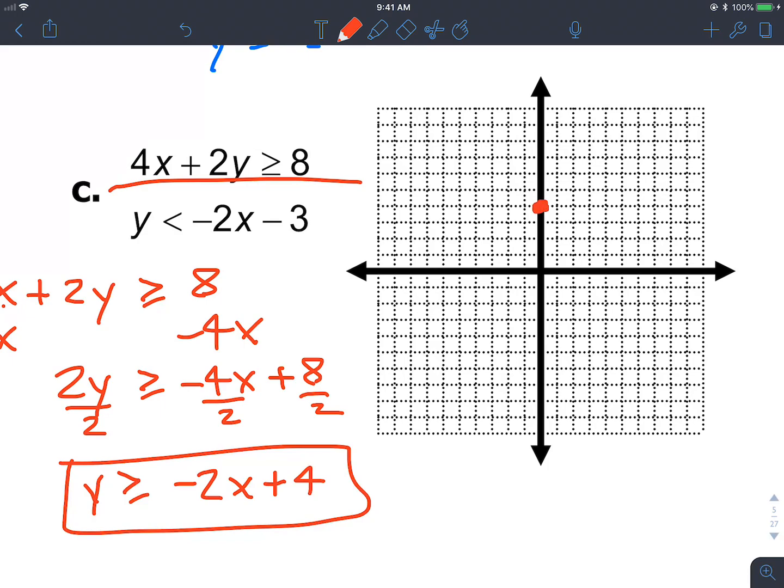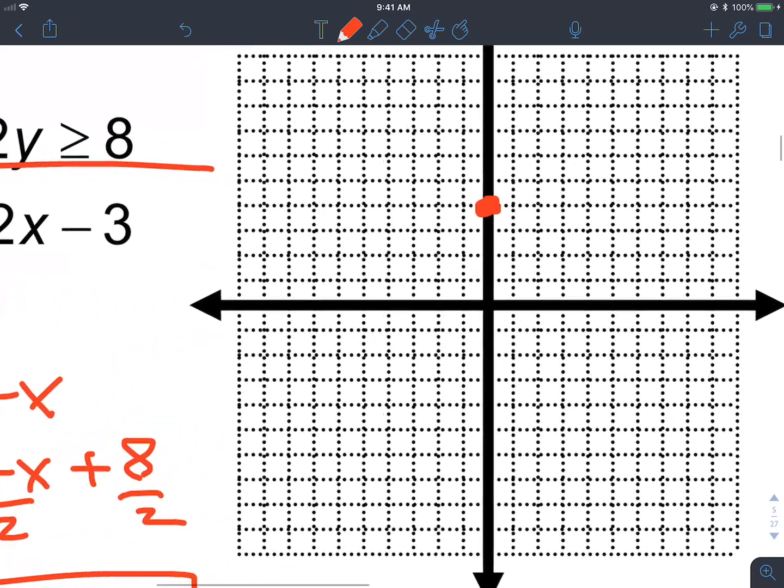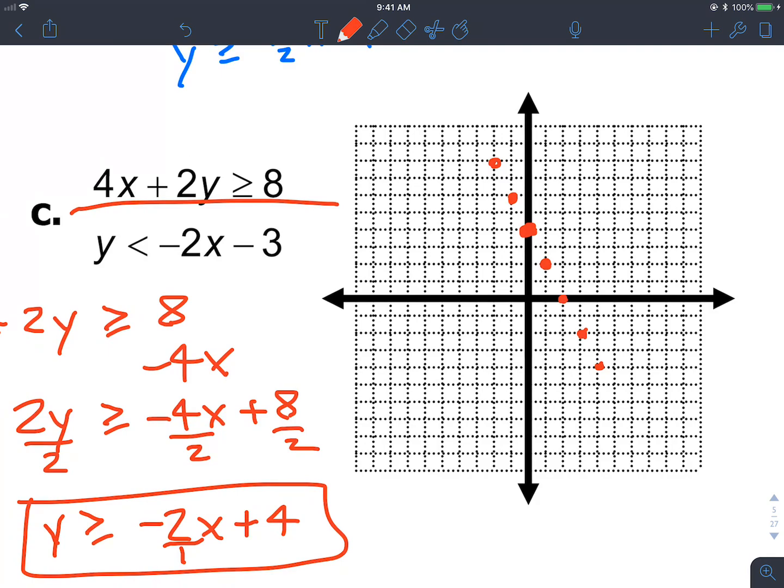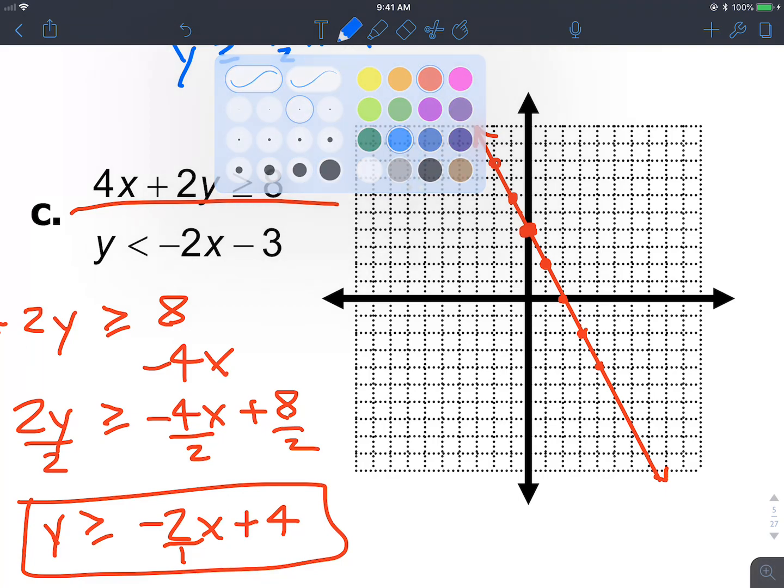All right, so start at 4. It's a slope of negative 2 over 1. So down 2, right 1. You can even go up and left. You need a few more points. We've got an equal to line, so that should be a solid line. So I'll try to get it as best I can right there. And then eventually we're going to shade above because it is greater than.